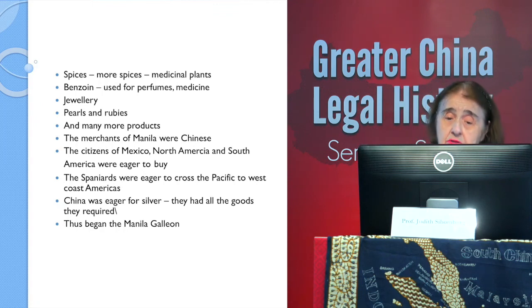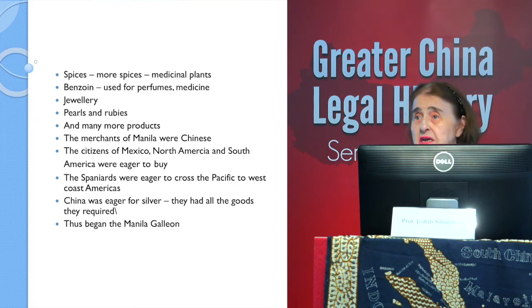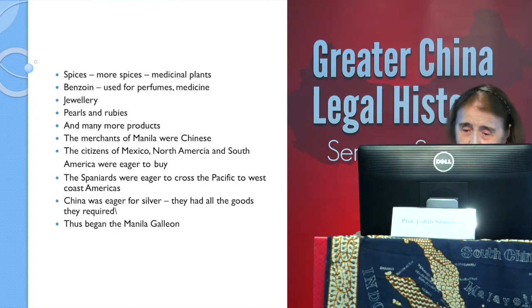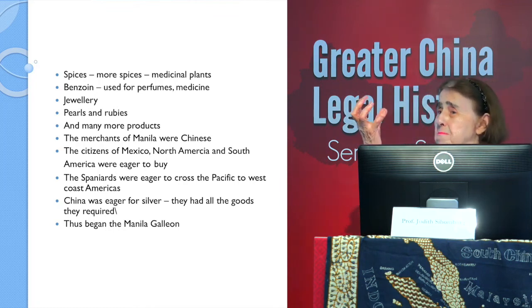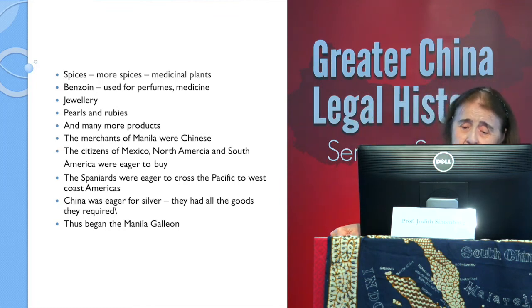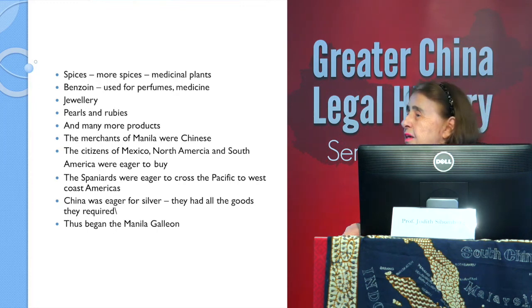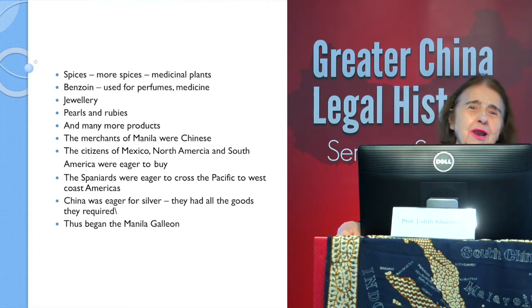More products. The merchants of Manila were Chinese. The citizens of Mexico, North America, South America wanted to buy. The Spaniards were eager to get more Spanish dollars. China wanted silver dollars, and thus began the Manila Galleon. Sounds like a Hollywood movie, but it's really interesting stuff.